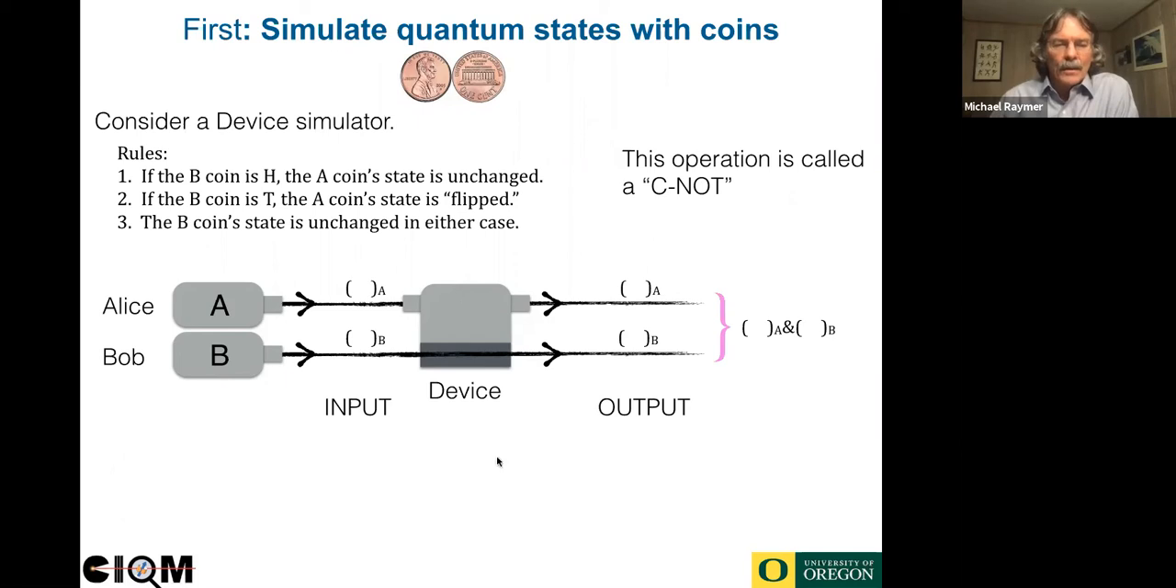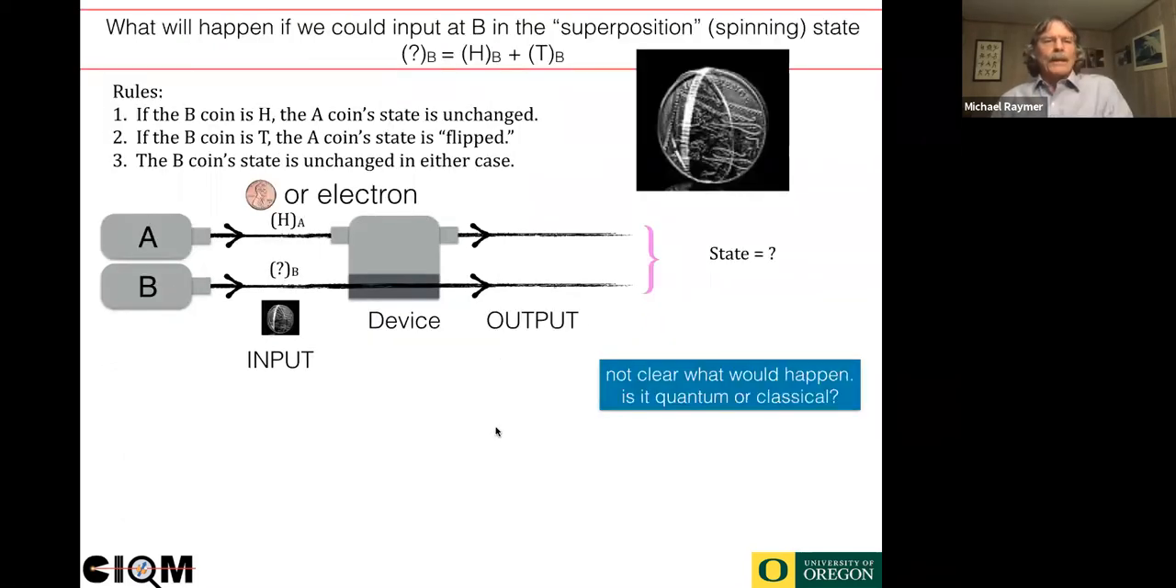So the rule is that only if Bob's coin is tails does this device cause an instruction which flips the state of Alice's coin. Okay, so here's the question. What will happen if Bob's coin is in a quantum superposition of heads and tails, which I represent by a spinning coin here? Of course, this is impossible for a coin, but if it were an electron and Bob's object were also an electron, which was in a superposition of clockwise and counterclockwise spinning states, then what would this device do to Alice's quantum object? What would be the state that comes out here?